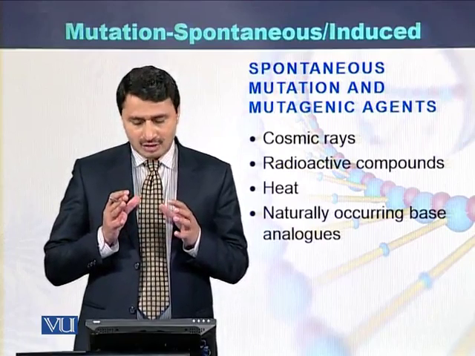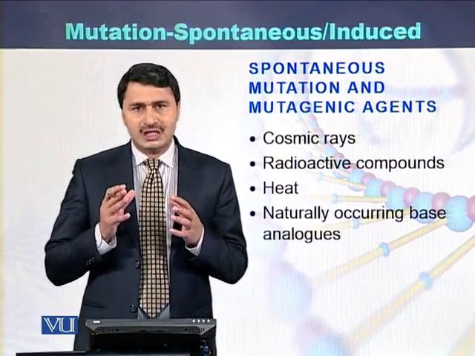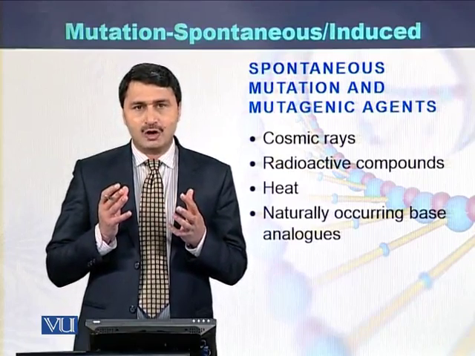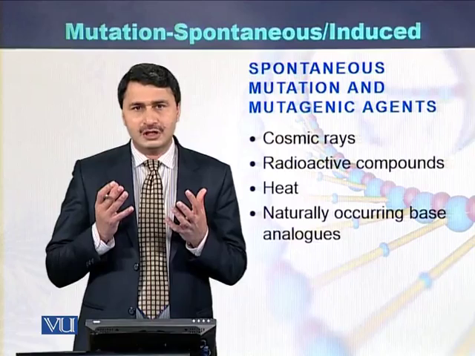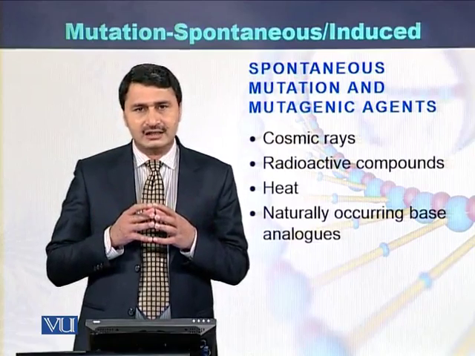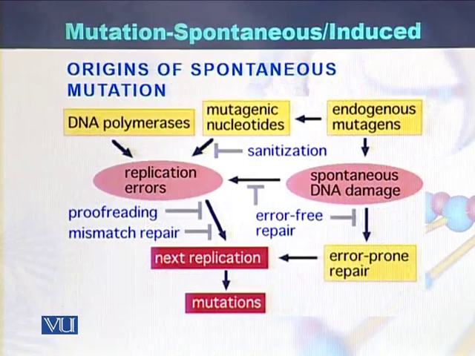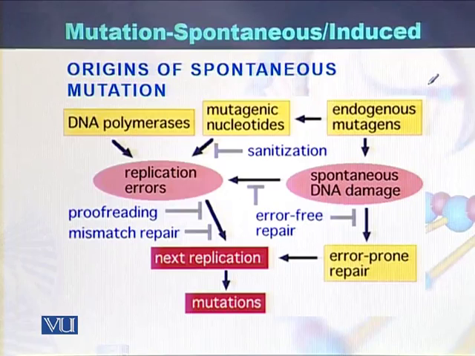Spontaneous mutations are caused due to mutagenic chemicals. Those mutagenic chemicals can be cosmic rays, radioactive elements, heat, as well as naturally occurring base analogues. If we see this diagram, we can try to understand how spontaneous mutations occur.